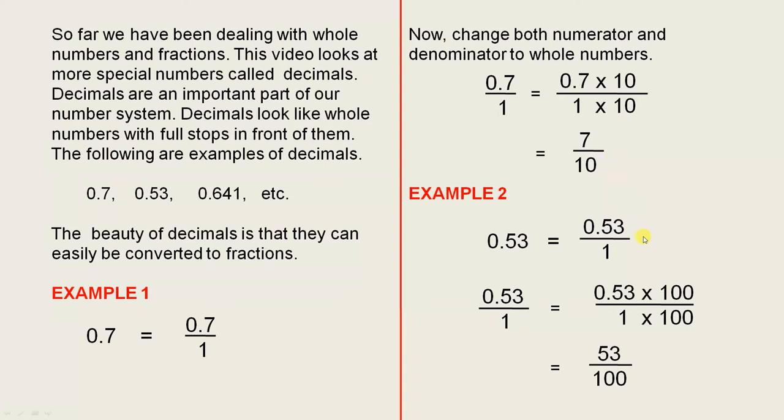Example 2. 0.53 is 0.53 over 1. So 0.53 over 1, we need to move the decimal point 2 places to the right. Multiply the numerator by 100. Do the same with the denominator. When you work out the numerator, you get 53. The denominator is 100. So 0.53 is 53 over 100.